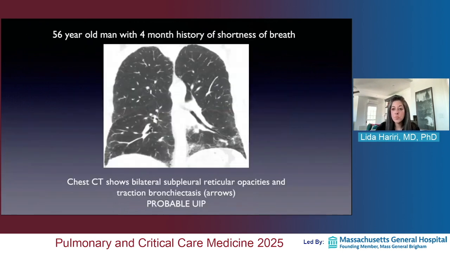Okay, I have a couple of clinical cases here that we'll go through. Here's an example of a 56-year-old man with a fairly short history of shortness of breath. When we look at his CT, Amita Sharma helped me to interpret this. There's subpleural basilar predominant reticulation. There's a little bit of traction. This patient meets criteria for probable UIP.